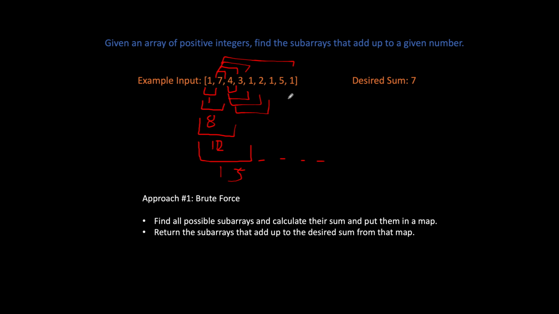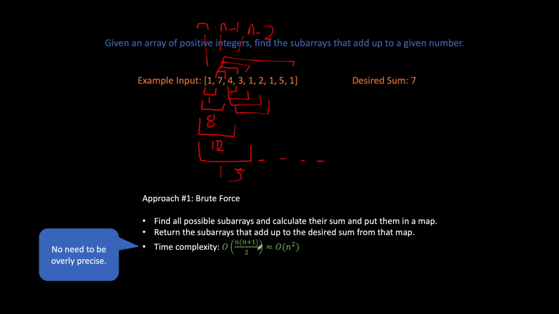So this is ridiculously CPU intensive. And the time complexity is n times n plus 1 divided by 2. And why is that the case? With the first element, we are doing n steps. With the second element, we are doing n minus 1 steps. And with the third element, we are doing n minus 2 steps. And the formula for this series happens to be n times n plus 1 divided by 2.